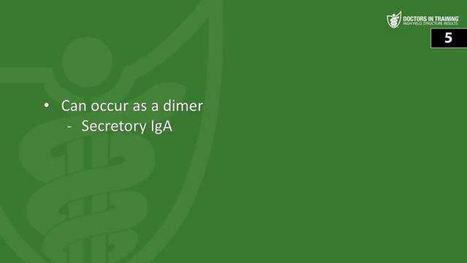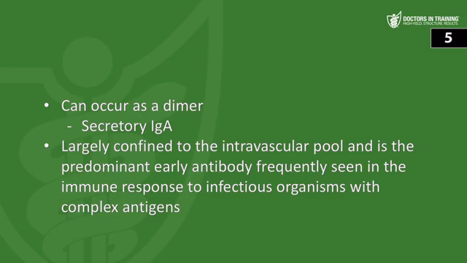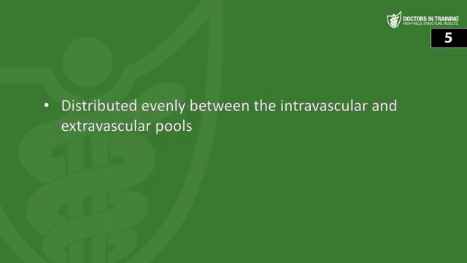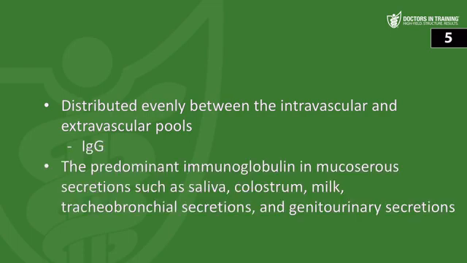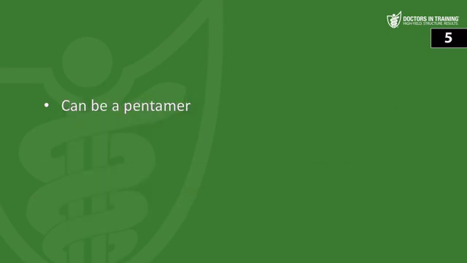Can occur as a dimer. Secretory IgA. Largely confined to the intravascular pool and is predominant early antibody frequently seen in response to infectious organisms with complex antigens. This is IgM. Distributed evenly between the intravascular and extravascular pools is IgG. Predominant immunoglobulin in secretions, that's IgA. And can be a pentamer, that's IgM.